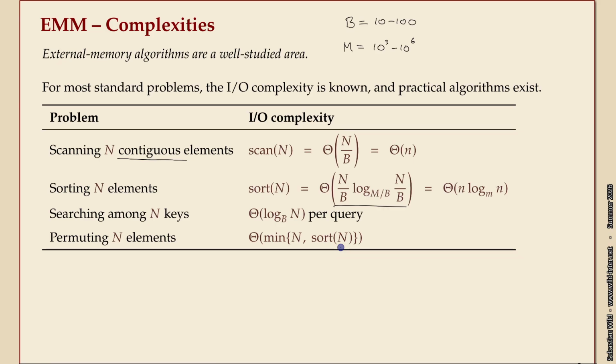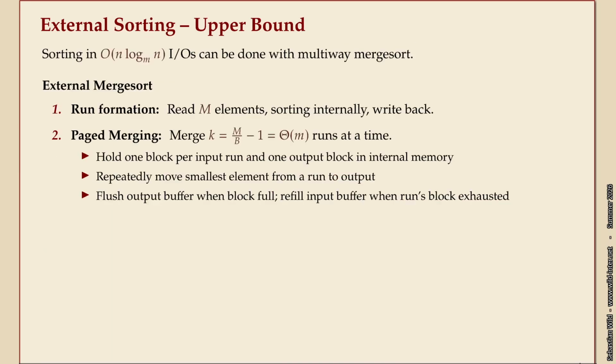And so as the last thing for today, let me show how you can sort in this model in this optimal time. And it turns out the algorithm is fairly straightforward. It's just an external merge sort variant. The only thing you have to do is a multi-way merge. And you don't have to be clever about it because we're only counting IOs. So it has two stages.